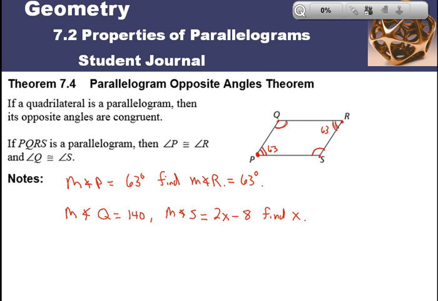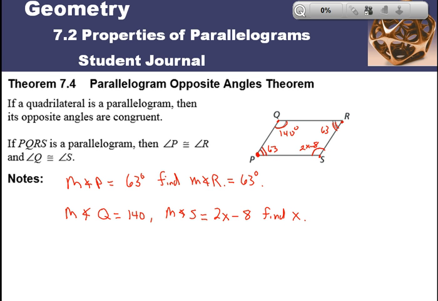Alright, so here we go. We know that angle Q is 140 degrees, and angle S is 2x minus 8. And I know that those two angles are equal. So what do you think I'm going to do to solve that? I'm going to give you a second to think about that. Alright, so some of you said we're going to set them equal, and that's exactly what we're going to do.